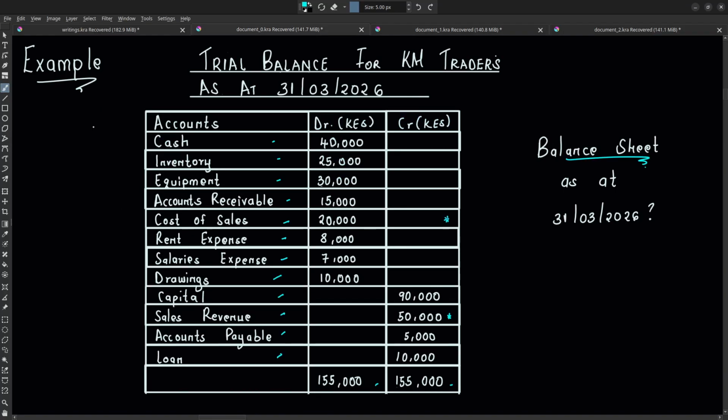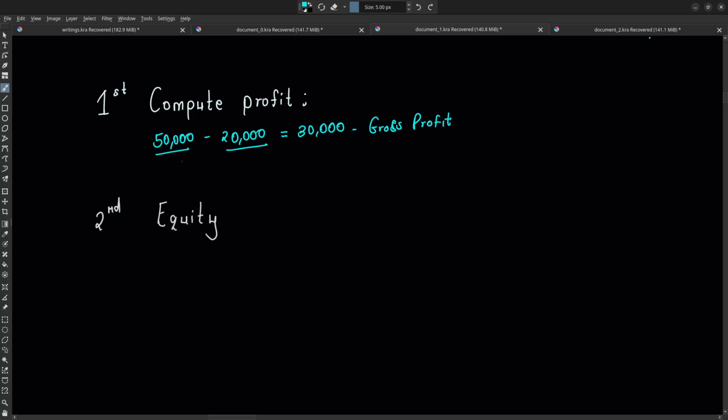Now let us look at the other expenses that are there. We have rent expense and we have salaries expense. 8,000 plus 7,000 is 15,000. So we need to calculate the net profit, which is going to be 30,000 minus 8,000 minus 7,000. That is deducting the other expenses. And you're going to have 15,000 as the net profit. This is basically what we call the retained earnings.